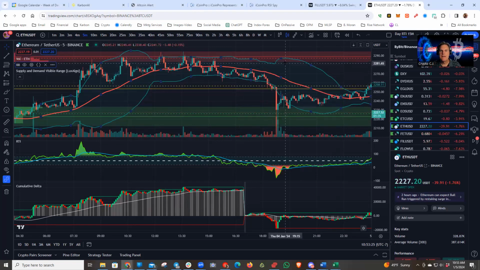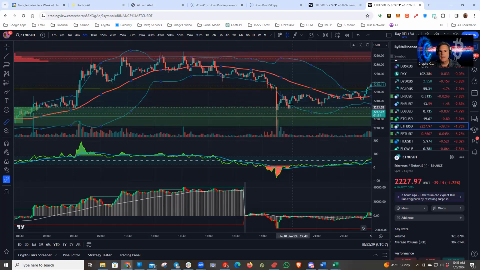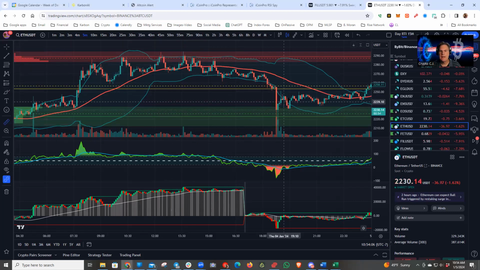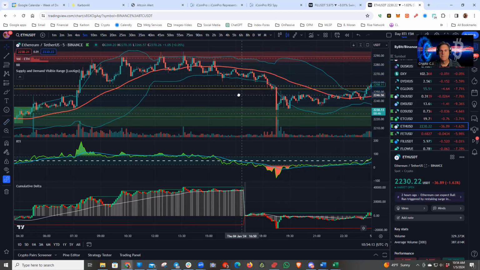So according to this, I've got resistance here at around 2282. So that trade would be 2%, a pretty good mover for Ethereum, which is the second largest volume coin in all of crypto. Okay, so I've added the supply and demand visible range. It's showing resistance here at around 2280. So that would be my goal probably on a spot trade. That would be about a 2% move. That's a pretty good move for Ethereum.